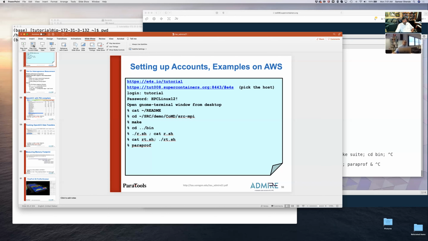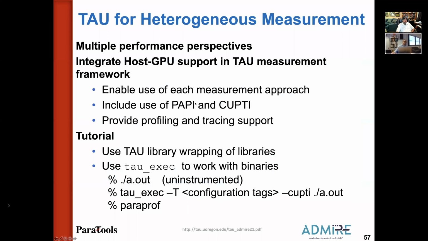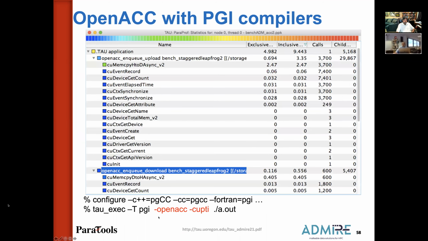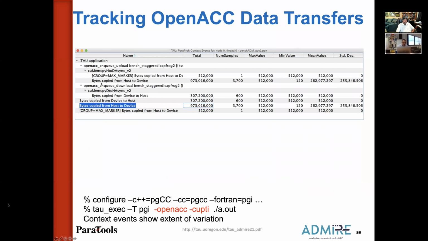So here, if you want to use tau_exec with GPUs, then you can enable different tags. You can turn on, say, -openacc. You can turn on -cupti for the CUDA Profiling Tools Interface. And then you'll be able to see the time spent in the CUDA runtime calls, even OpenMP calls. You can see the function names and OpenACC calling CUDA and so on. You could see data transfers from host to device, device to host. You can see the OpenACC calling CUDA calls, and then seeing the data transfers.